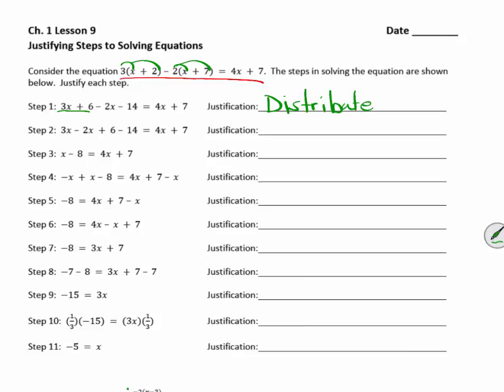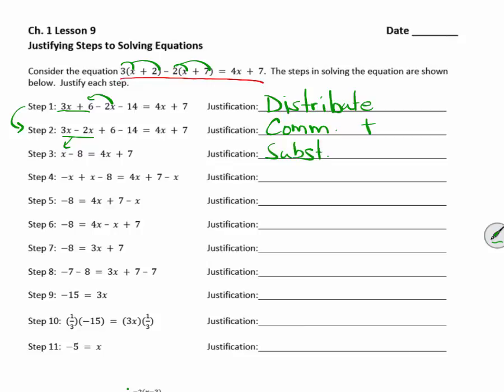Now they're going to go and they moved, right? So just like we did before, we're looking to see what did I do to get from one line down to the next. So they moved the negative 2x and they put it over here. So now we have 3x and negative 2x together. Whenever you're changing the order, that's your commutative property, or addition in this case. Then they actually did the math, right? They did 3x minus 2x, and they got x, so that's your substitution.